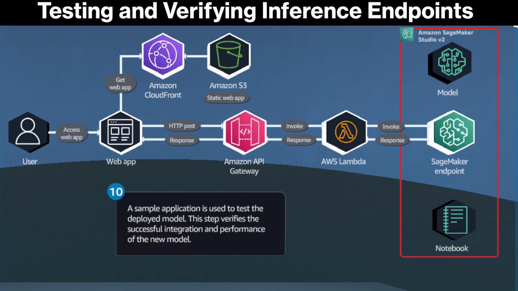Testing and verifying the inference endpoint. Testing is a crucial step to ensure our inference endpoints are working correctly. We'll use tools like Postman to send test requests to our API Gateway and verify the response from the SageMaker endpoint. Additionally, we'll perform end-to-end testing with our web application to ensure that the entire flow from data input to model prediction is functioning as expected. Debugging any issues at this stage is vital to ensure a smooth user experience.